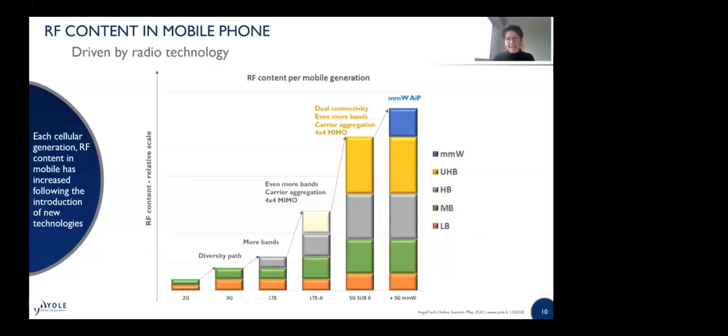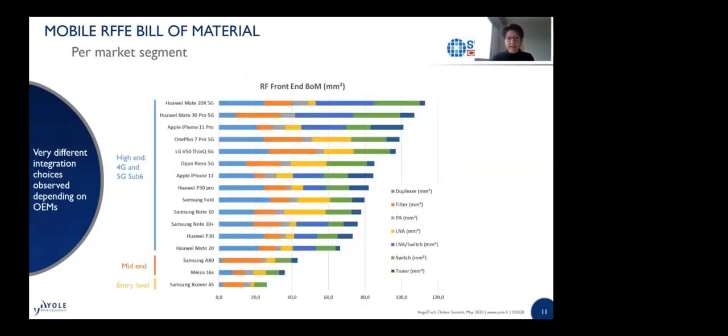Now let's look at the handsets. For the handsets, of course, we've seen from generation to generation an increase in terms of RF content, moving with the implementation of diversity path, more bands being implemented, carrier aggregation, dual connectivity. Now we are talking about millimeter wave antenna in package. So definitely the RF content is increasing. If we look at different smartphones and what they represent in terms of bill of material, expressed here in square millimeters, so in areas. So we took various phones from entry level to mid-end to high-end levels that we looked at thanks to System Plus providing teardown and cost analysis.